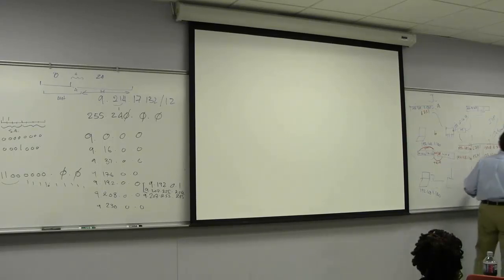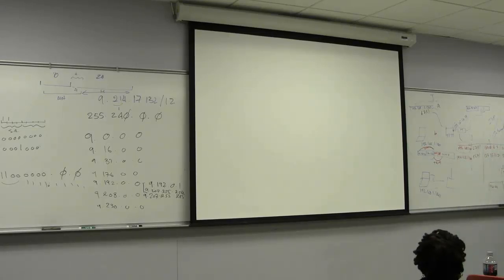The source now is what? 132 and 216. The destination IP address is what? Stan, what's the destination IP address? 133.15. That's very true. Very good. 133.15. What's the source port? That's the reply. Source port is 80. Destination port is what?